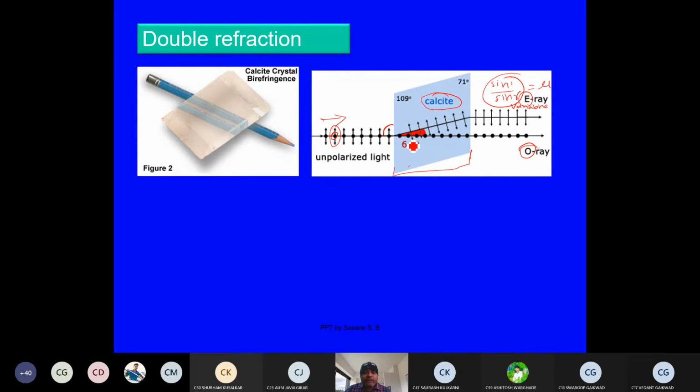Secondly, both the rays are now not unpolarized light, but plane polarized light. Both are now plane polarized light when they enter the calcite crystal. That is a very surprising thing. Not just the double refraction, but the double refracted rays are plane polarized light.